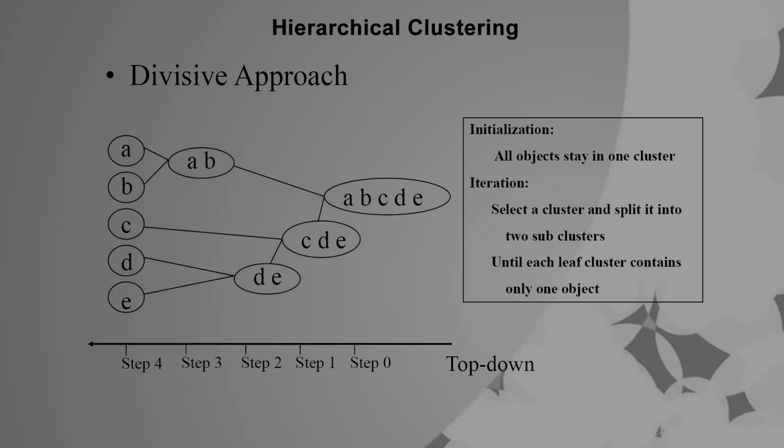A and B will split into A cluster and B cluster, and DE will split into D cluster and E cluster. So going top down, eventually we have each data point in a single cluster. So we started off with all objects in one cluster and came to the leaf nodes where each object is in a single cluster. This is the divisive approach.